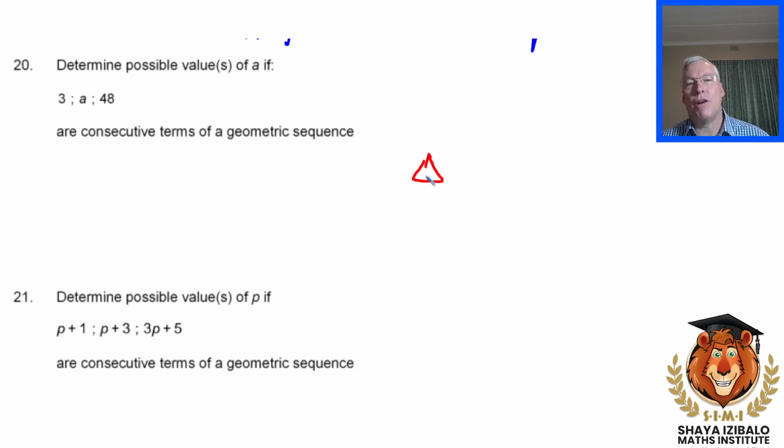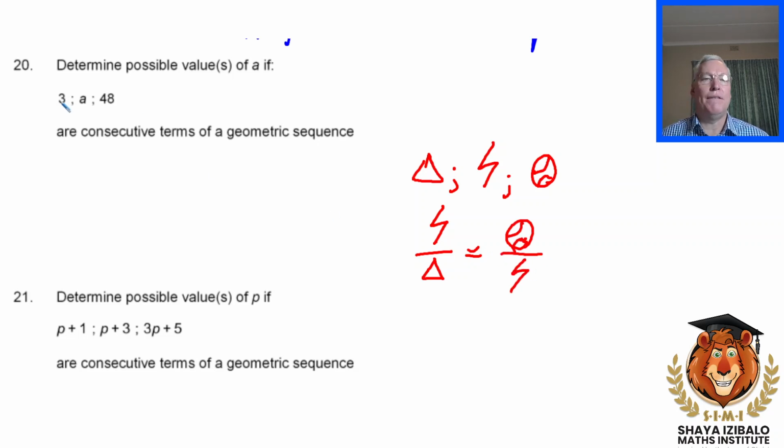But if we've got a triangle, lightning bolt, and then maybe a ball, and we tell you that they are in geometric progression, so in other words, they form a geometric sequence, then clearly this divided by this must be the same as ball divided by lightning bolt. Maths is just about symbols, okay? So over here, if 3a and 48 are consecutive terms of a sequence, then what we know is that a divided by 3 is the same as 48 divided by a.